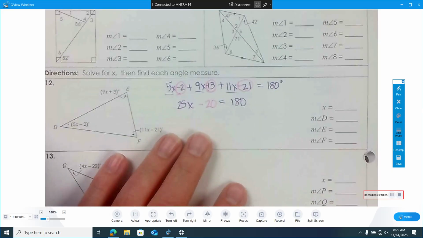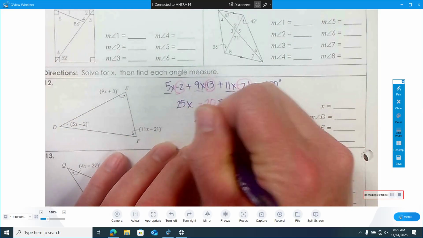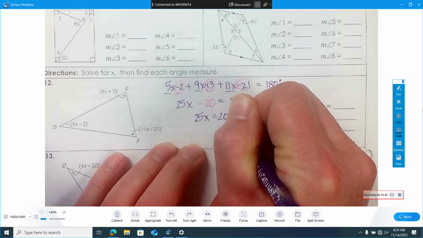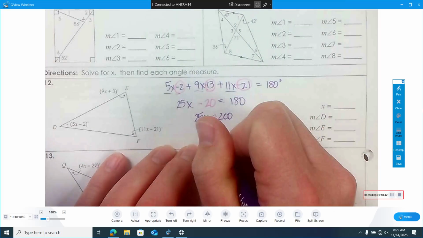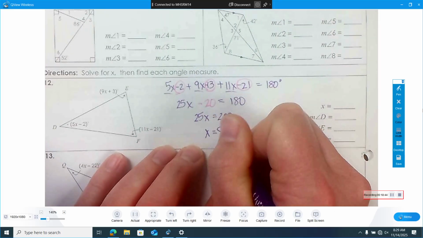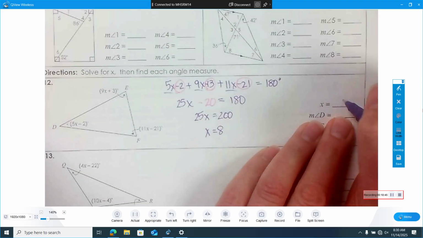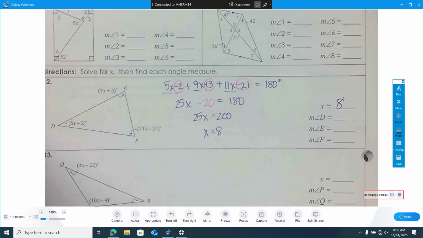So what should we do first? Add the 20. So we get 25x equals 200. X equals 8. Very good. And so that is solving for x. And again, in Delta Math, you've got to read carefully. Do they want you to solve for x, or do they want to measure the angle?